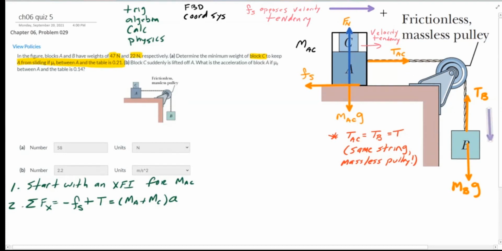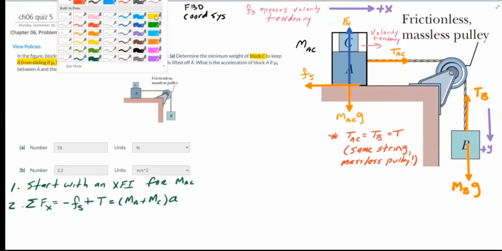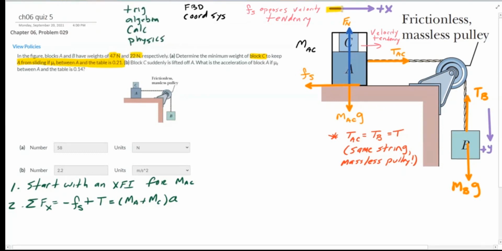So if I'm calling this plus X for block AC, I have to call this plus Y because I need flow. So I need flow between these coordinate systems. So X needs to keep flowing all the way to Y. So that's the flow I'm talking about.